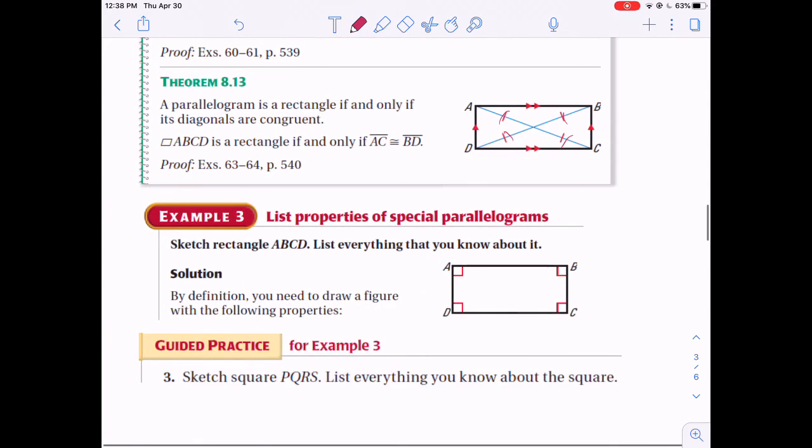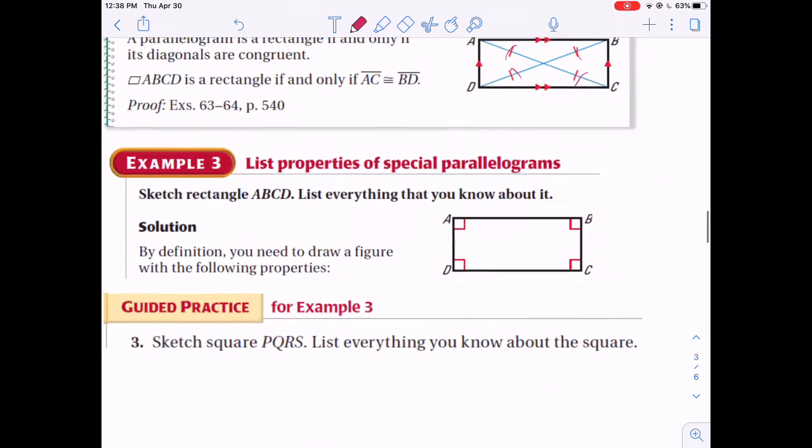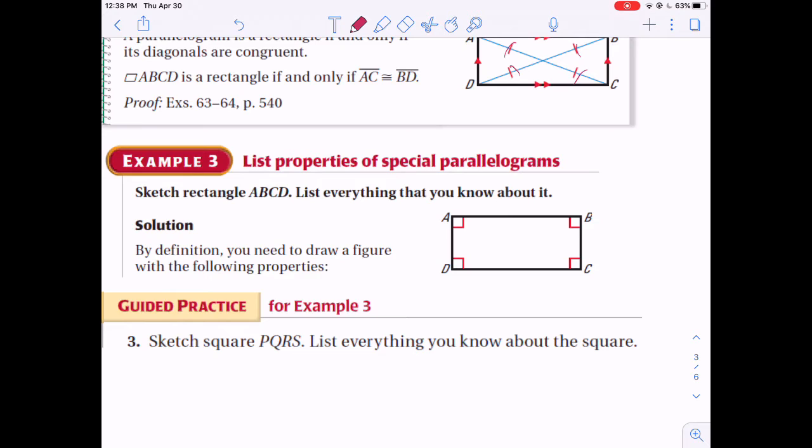All right, so the next thing says sketch the rectangle ABCD. There it is for you. List everything you know about it. Well, what shape is that with those boxes in there? It's a rectangle, right?